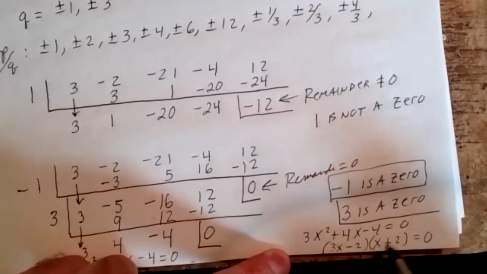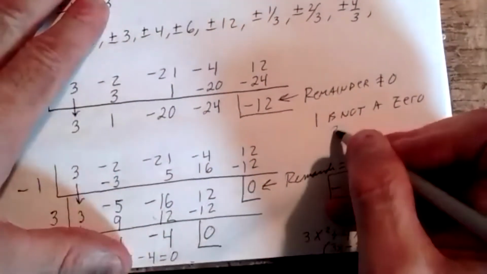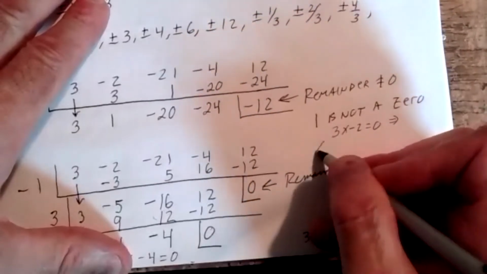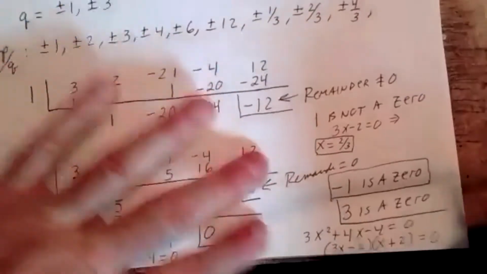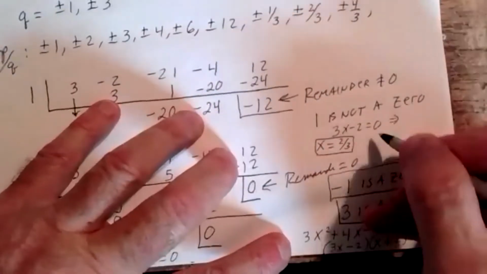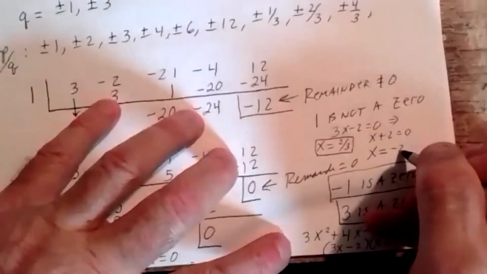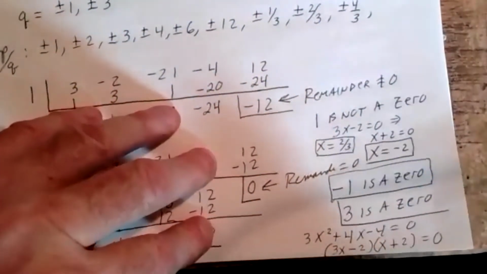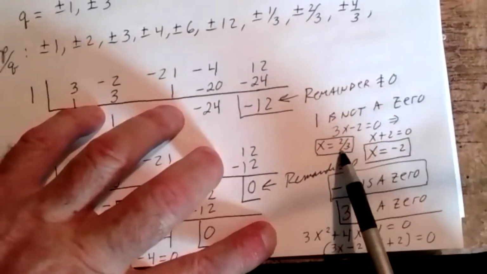Now we set these factors equal to 0, and then what? Find our other two zeros by solving the equations. So we set 3x minus 2 equal to 0, solve for x, and ladies and gentlemen, another 0 would be 2/3. And then we set our other factor, x plus 2, equal to 0. Solve for x, and we get negative 2 as being our last 0, and we are done. We have found all our zeros for this fourth degree polynomial. They are negative 1, 3, negative 2, and positive 2/3.